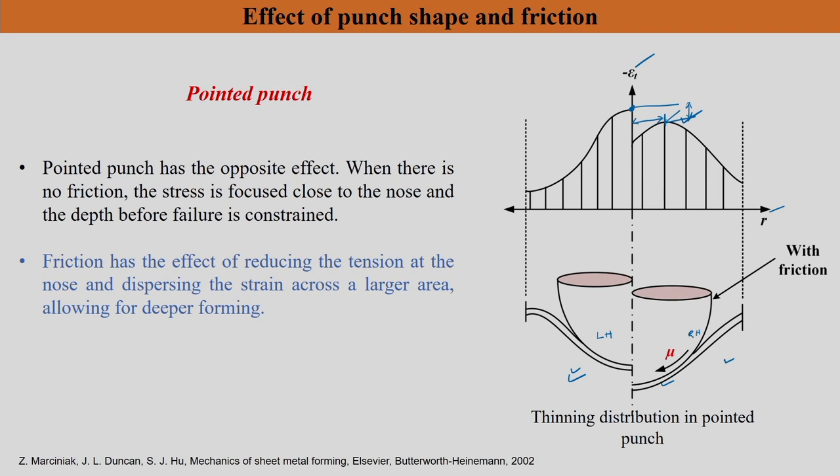So, your friction and shape of punch is going to play a significant role in determining the forming height and strain pattern and localization of strain and fracture and failure. One has to be careful. In flat bottom punch, how to manage mu, how to manage lubrication, and in a pointed punch like hemispherical punch, how to manage mu, friction, one has to be a little bit aware of what is the change.